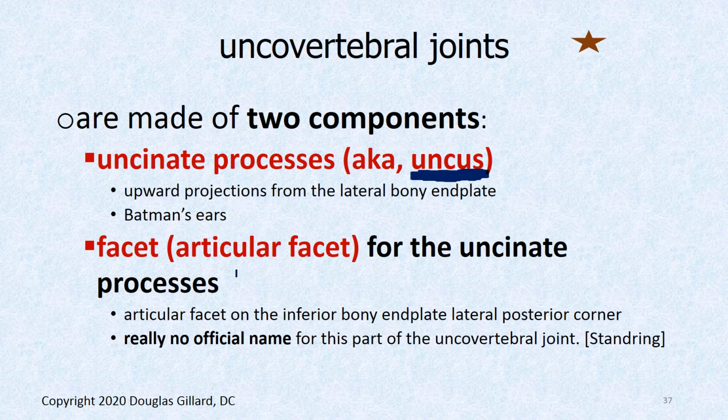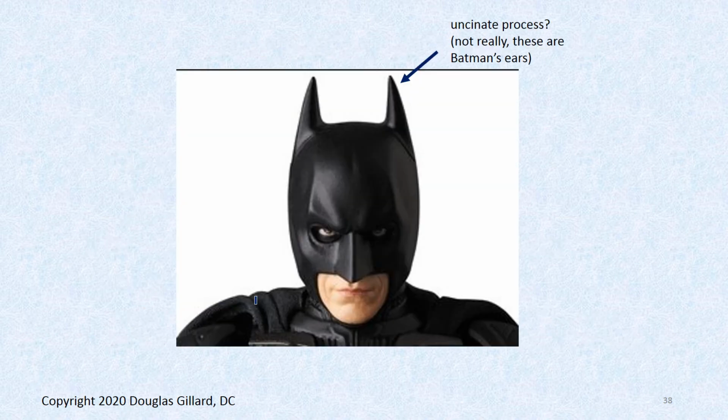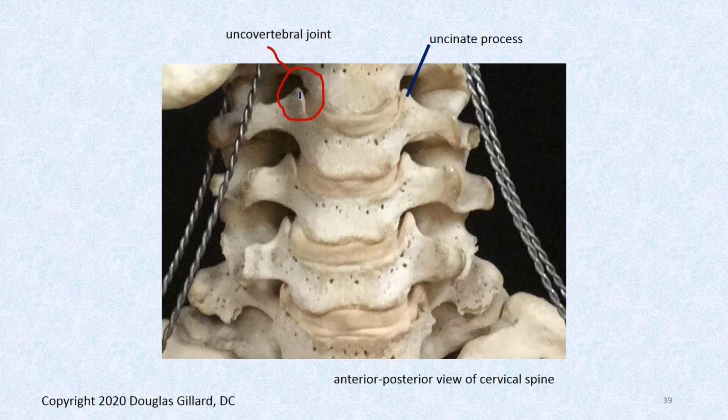And then there's a little facet on the inferior lateral corners of the bone above where these connect to. And they form a little joint there. It's a semi-true arterial joint. There's synovial fluid in there. So they can be a source of pain. And they look like Batman's ears. There's another picture of them.